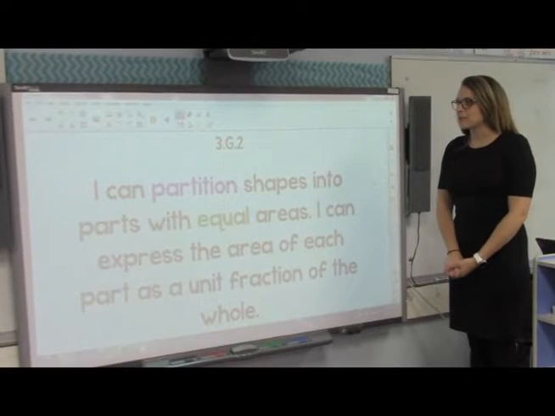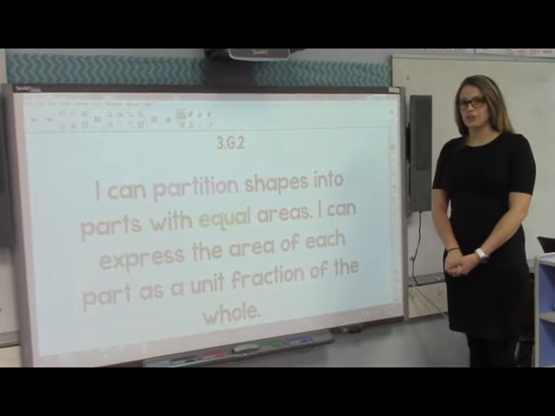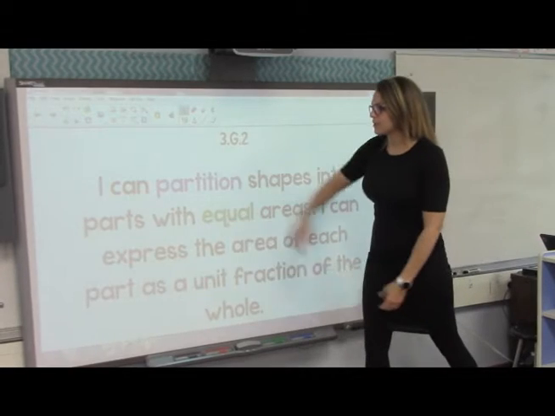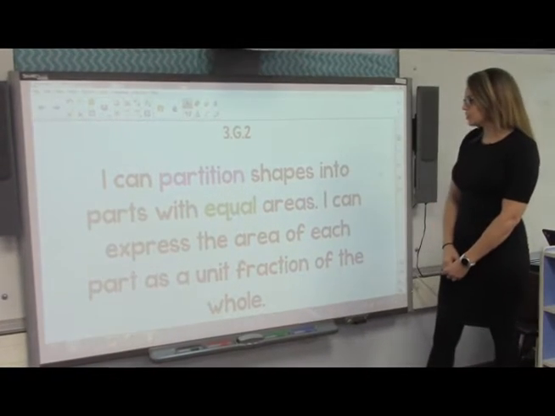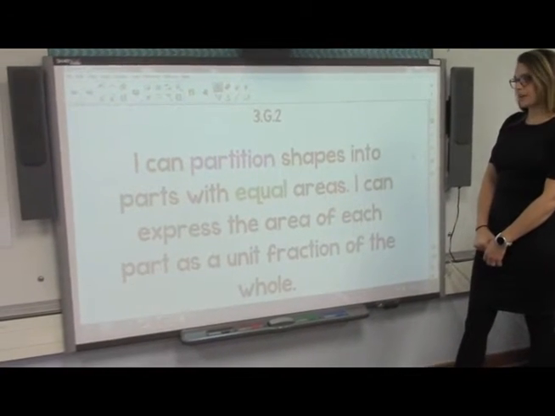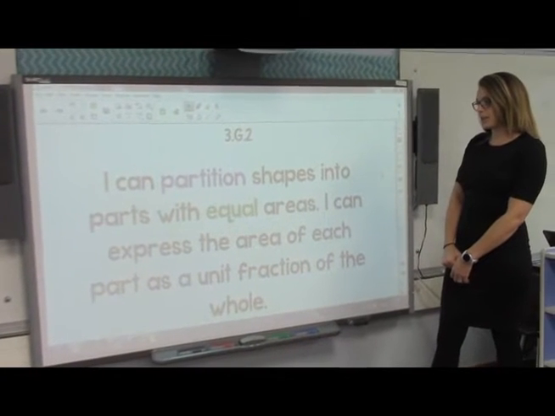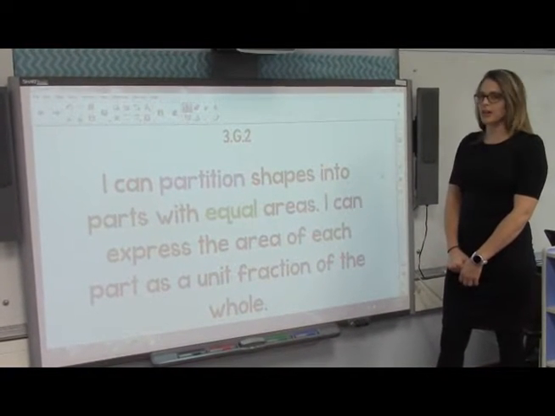Hi guys, today we're going to learn about partitioning shapes. Our I can statement for today is: I can partition shapes into parts with equal areas. I can express the area of each part as a unit fraction of the whole.